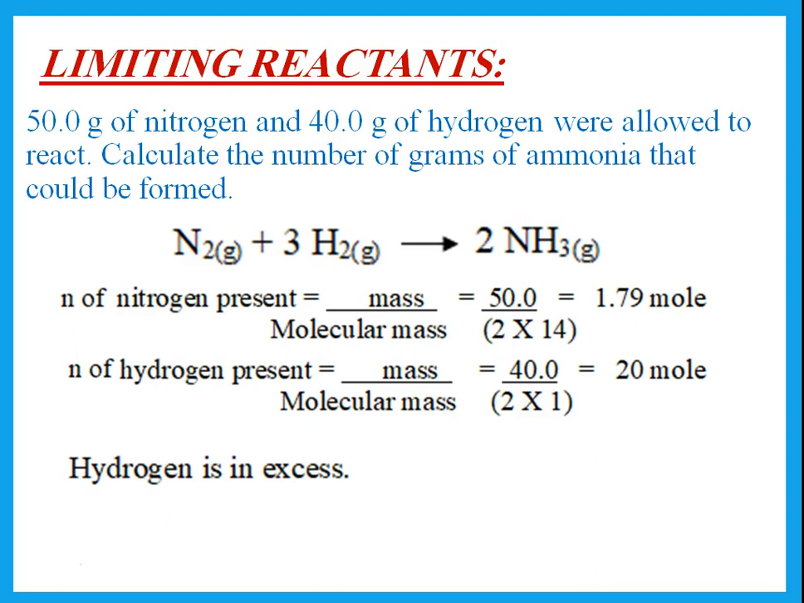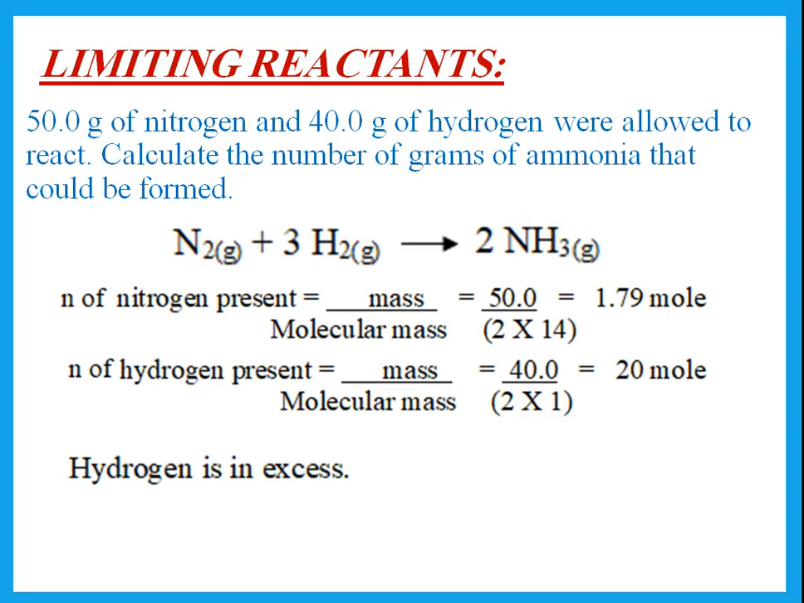I don't use it to relate to ammonia because not all of it was used. So when we determine that something is excess, the other reagent is now called limiting. So if hydrogen is excess, then the nitrogen is limiting, and it is the limiting that I use to relate to anything else in the equation. So now he's saying, calculate the number of grams of ammonia. Now if I want to get the mass of ammonia, I have to relate it to the nitrogen, not to the hydrogen, because the hydrogen was too much.